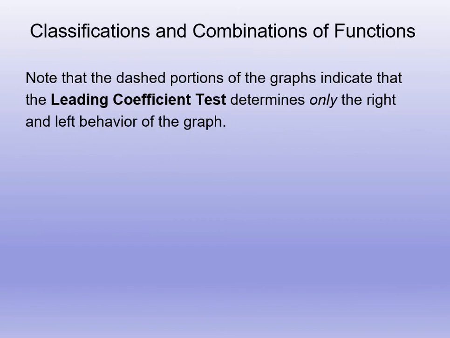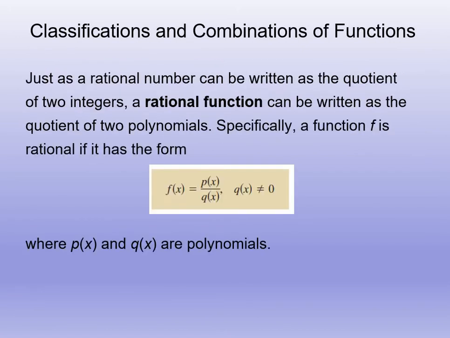So we can also talk about rational functions. That's really just the quotient of two polynomials. Remember, quotient is a division. So if we have f of x equals p of x over q of x, and they're both polynomials, okay?